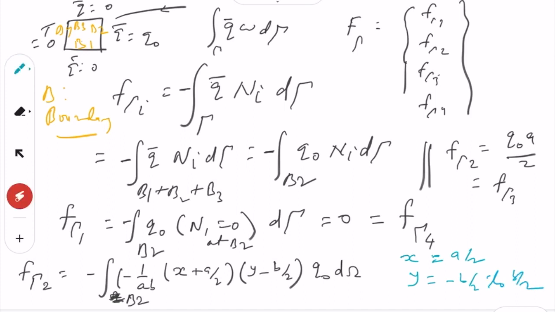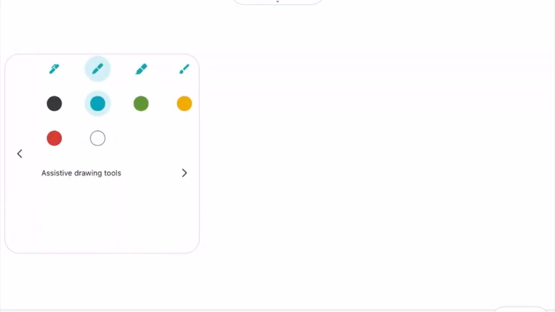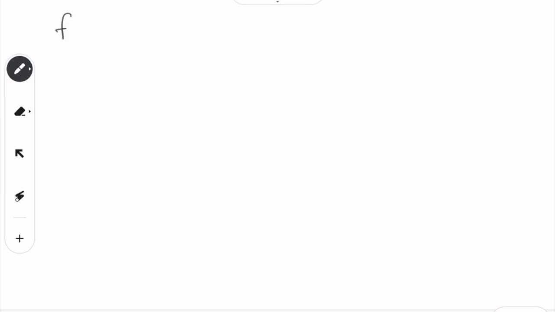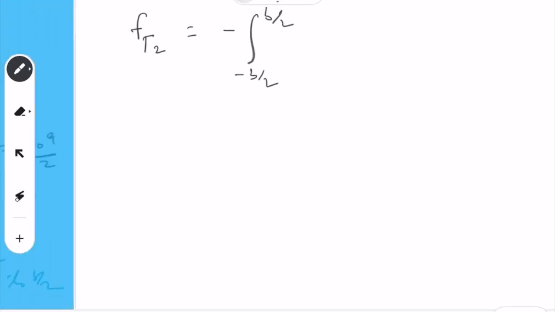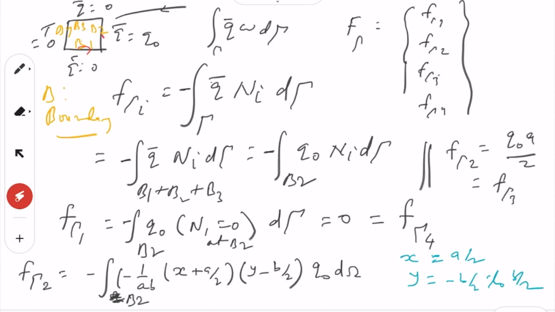So that really means that x is equal to a over 2, so you write a over 2, and you get just a here, and the rest is this one. The whole thing we can then write as f gamma 2 equal to minus, and now just y is varying, so we write minus b over 2 to b over 2. So this is how it goes this way.